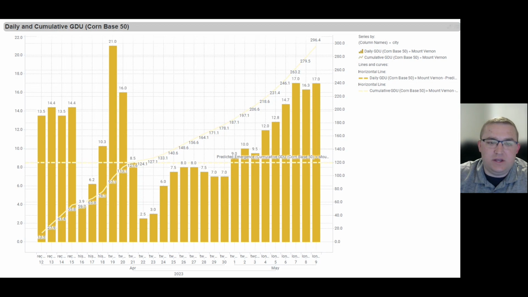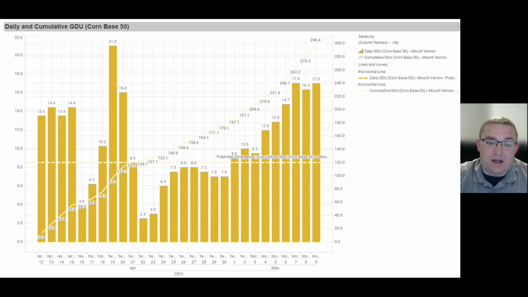I talked about how last week we had some really nice days of growing degree unit accumulation. This particular location, our yellow bar chart, is Mount Vernon, and I have it beginning on April 12th. You can see April 12th, 13th, 14th, 15th, last Wednesday, Thursday, Friday, Saturday, about an average of 13 and a half to 14 GDUs we were accumulating. Some really nice days of GDU accumulation. But as we got to the 16th, 17th, it got a little bit colder. Even today on the 19th, we're expected to get 21 GDUs for Mount Vernon.